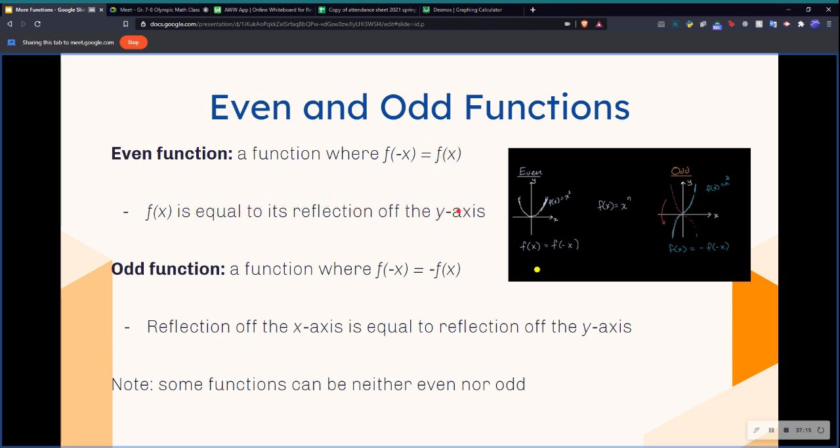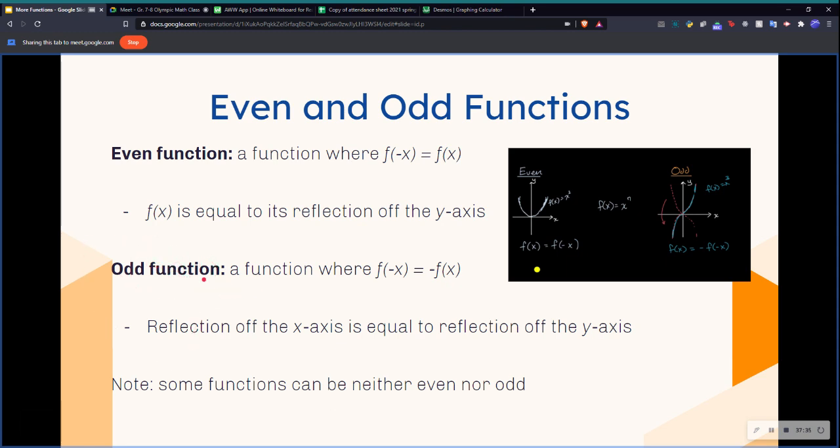the y-axis. All right, so here you have an example. This is the x squared function, f of x is equal to x squared. And you see that it's symmetrical off the y-axis. So even if you try to reflect it, it'll stay the same. So that's why it's an even function. Right? Now let's look at what an odd function is.